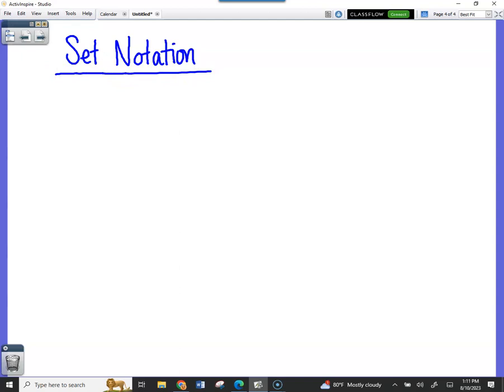I love set theory. Set theory, set notation, same thing. Set notation, sorry, you can write set theory and then you can write set notation.